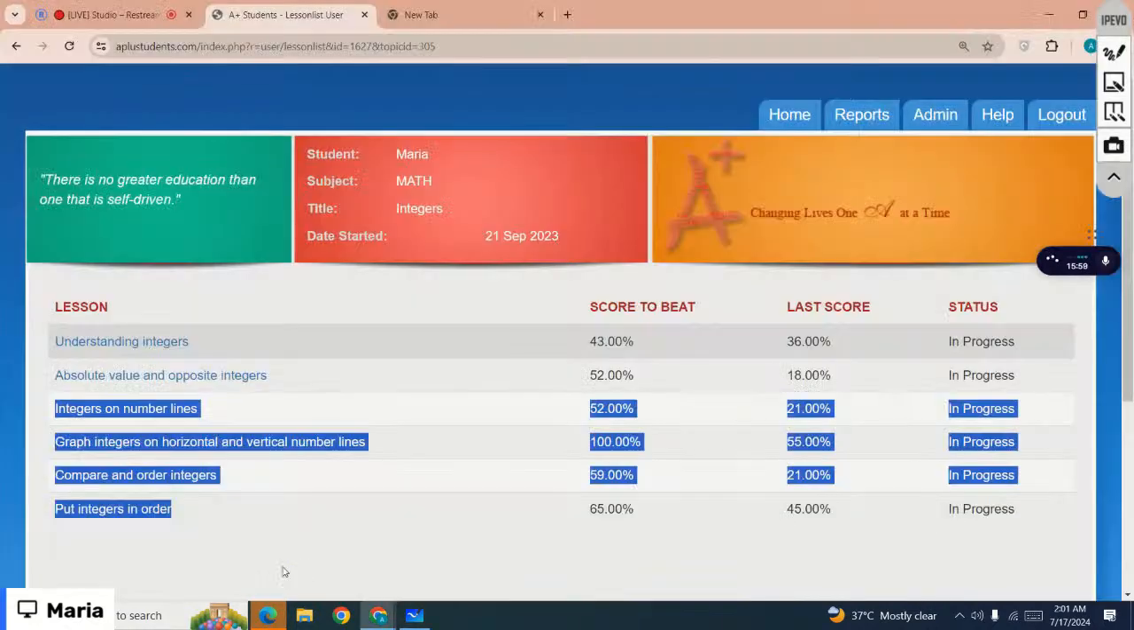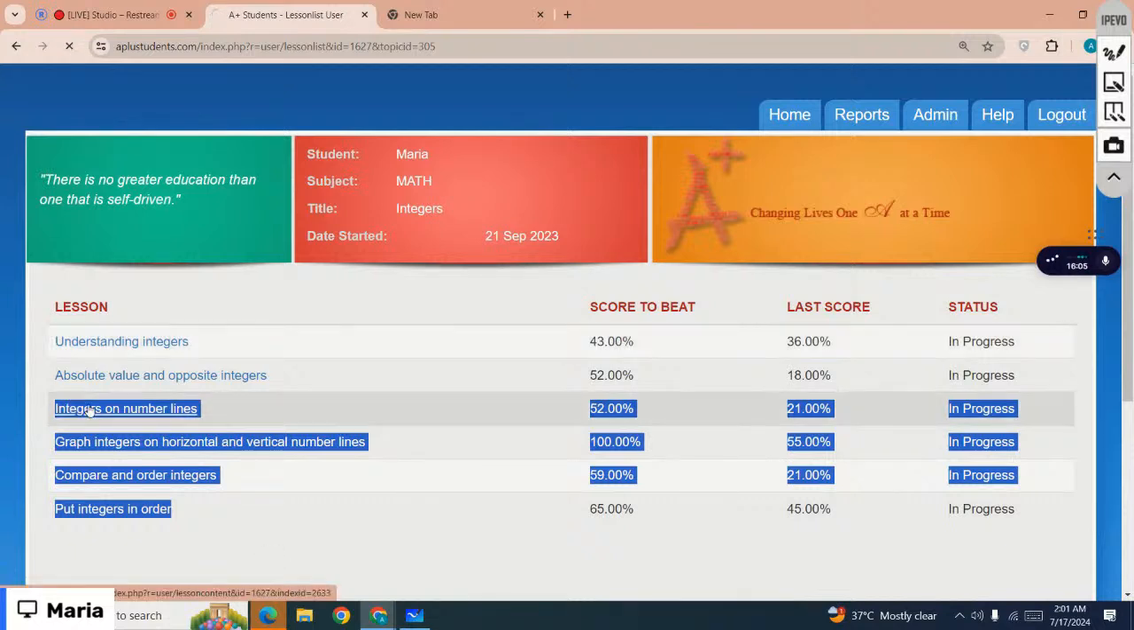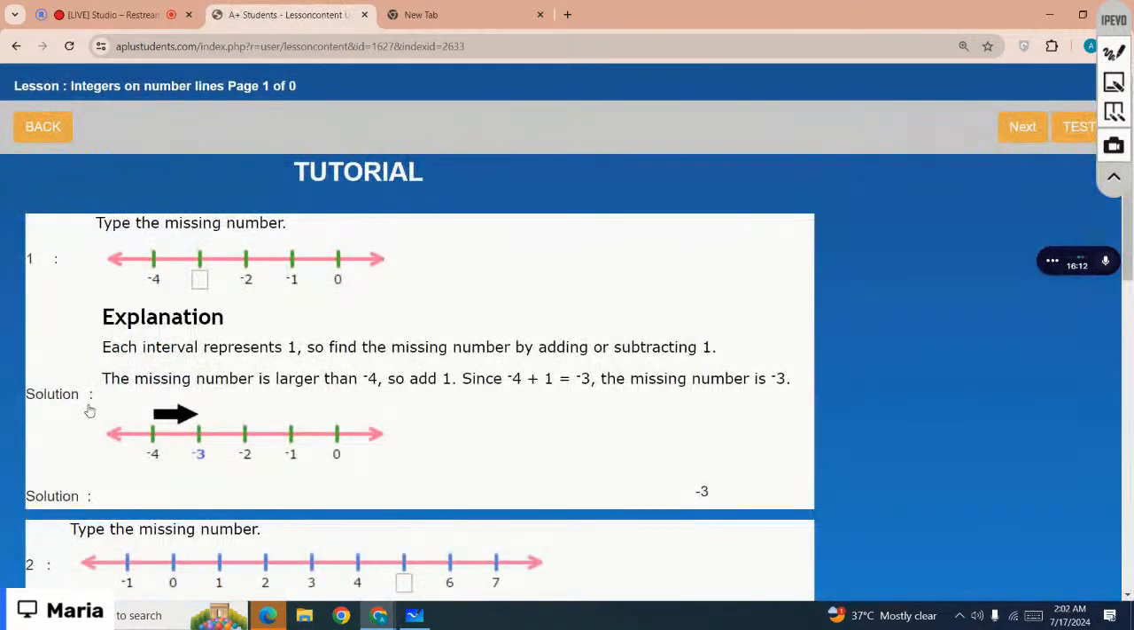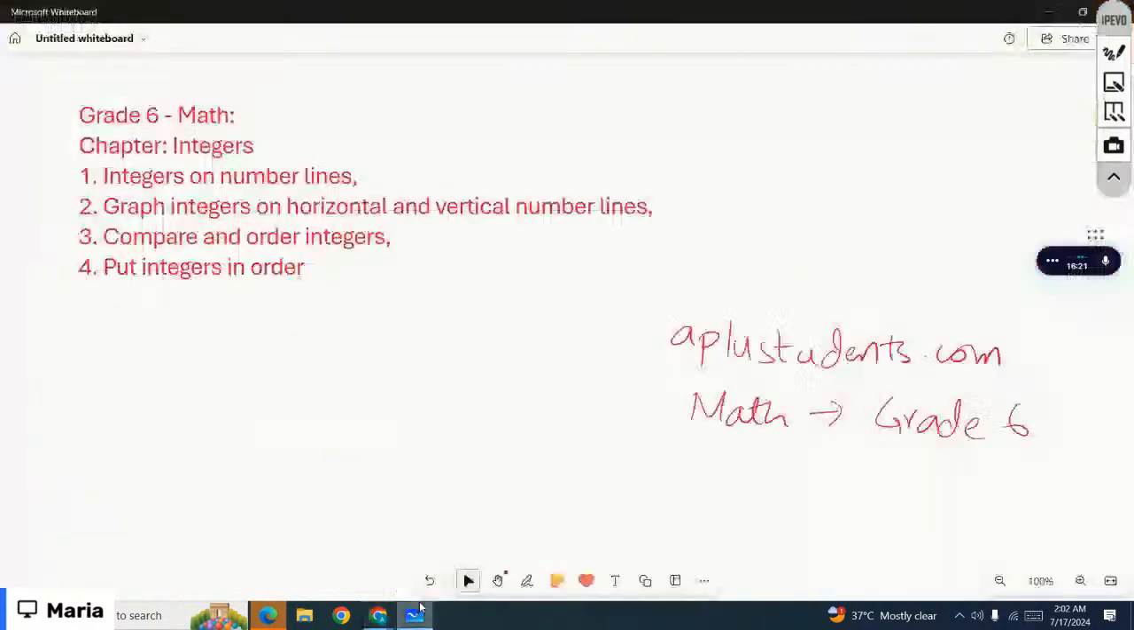Okay, here I'm on grade 6 math. The chapter we're on right now is integers. Let's just start with the lesson that is integers on number lines. A number line is a way to represent the numbers, right? You can represent the positive integers and the negative integers on the number line. Let me just explain the number line first, right?